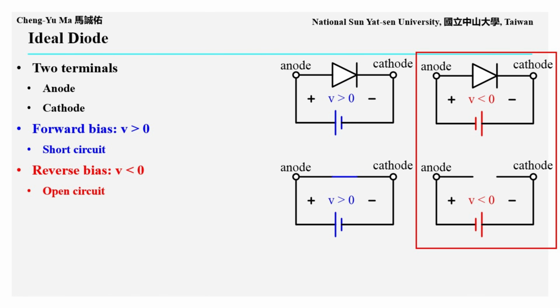When the cathode voltage is higher than the anode voltage, that is, when V is less than 0, the diode is under reverse bias. In this condition, an ideal diode behaves like an open circuit, as shown in the figure on the right.